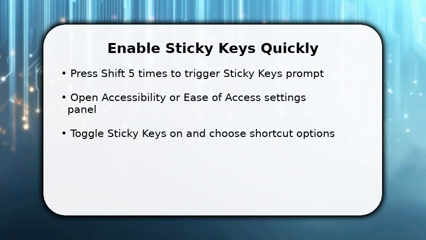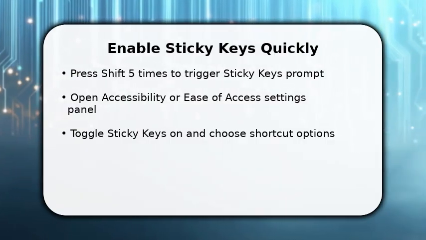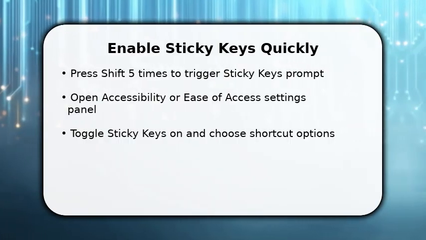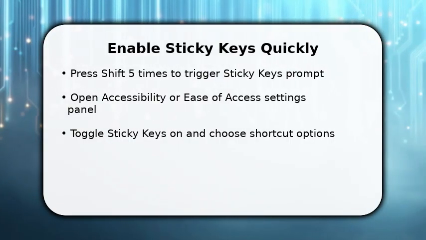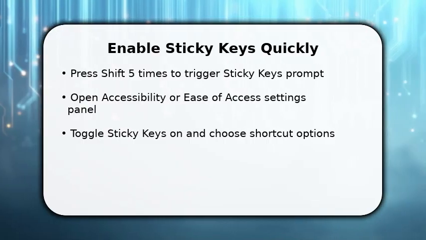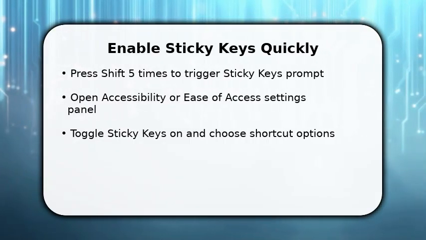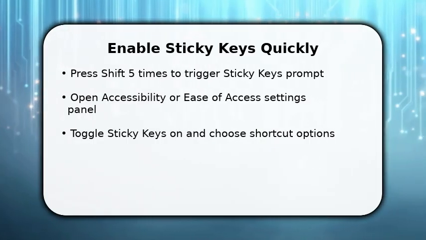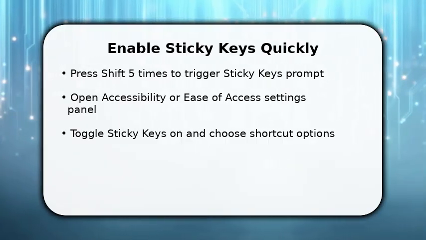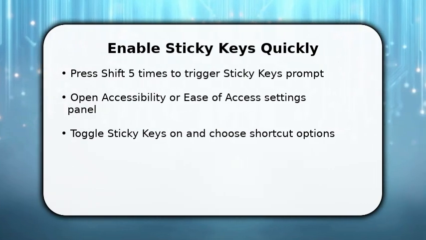You start by triggering the feature. Press Shift 5 times to bring up the sticky keys prompt. Once displayed, open Accessibility or Ease of Access settings so you can control behavior. Make sure to enable the toggle labeled sticky keys and set the shortcut and sound preferences while in the panel. You do this now to avoid extra menus later. This initial activation gives you immediate access to modifier key remapping and prepares the system for step-by-step configuration.